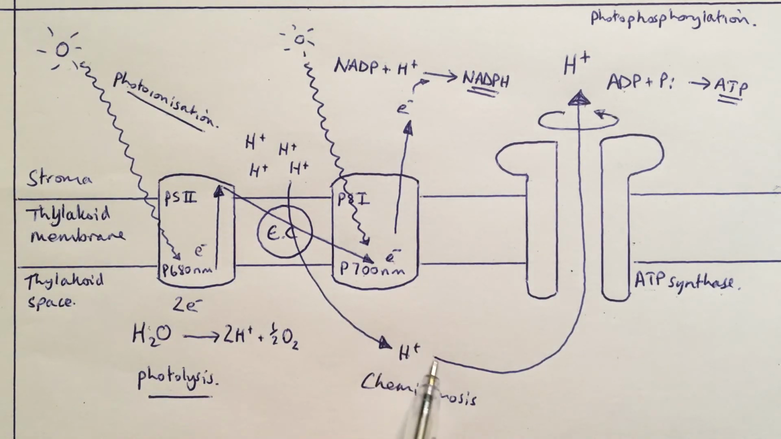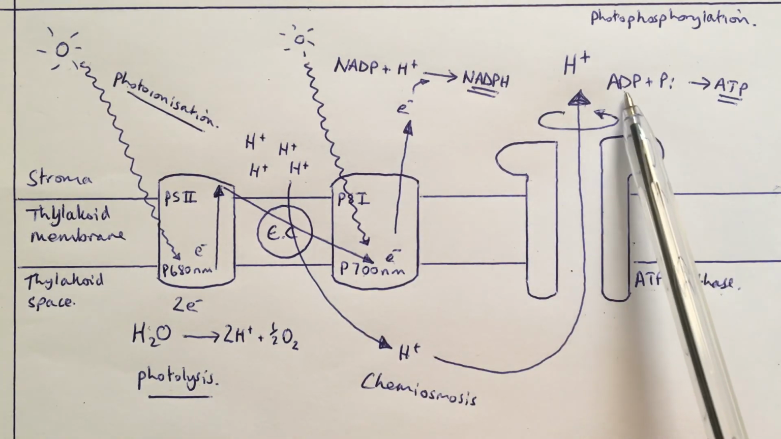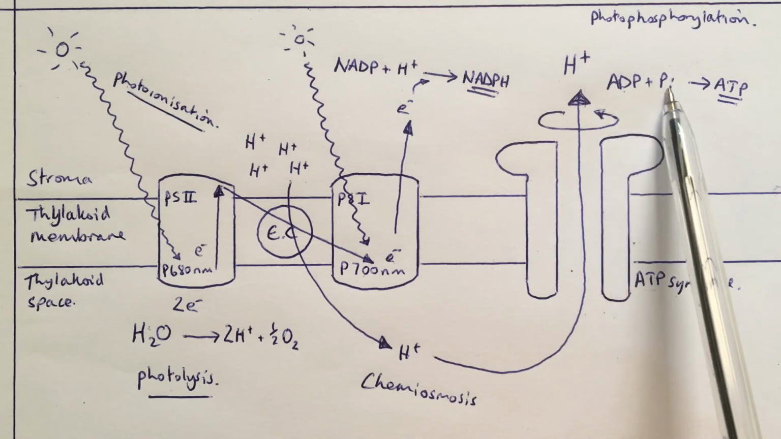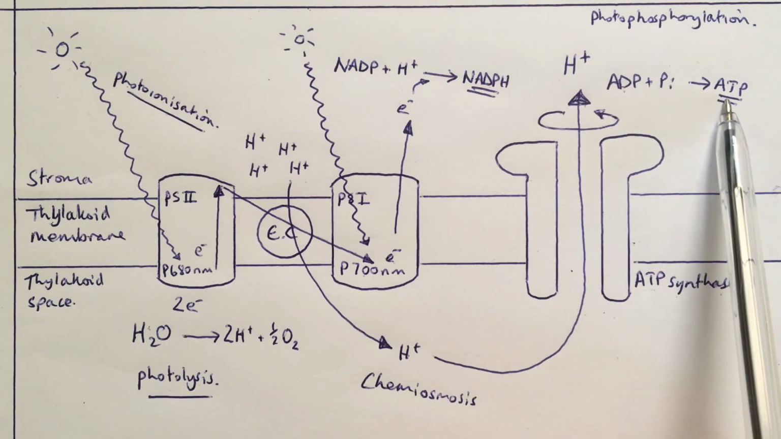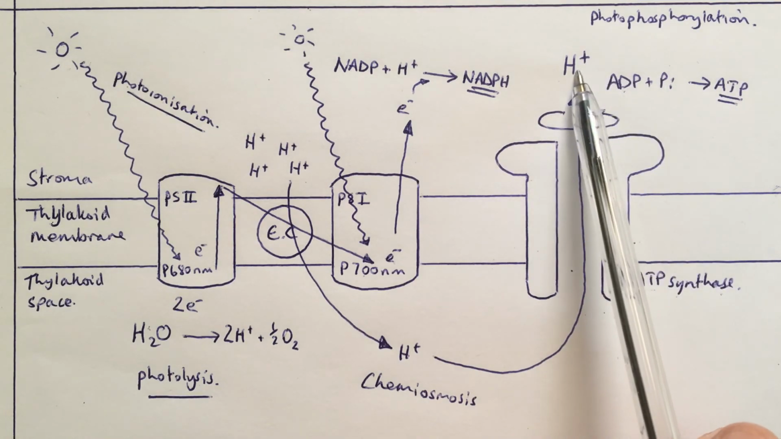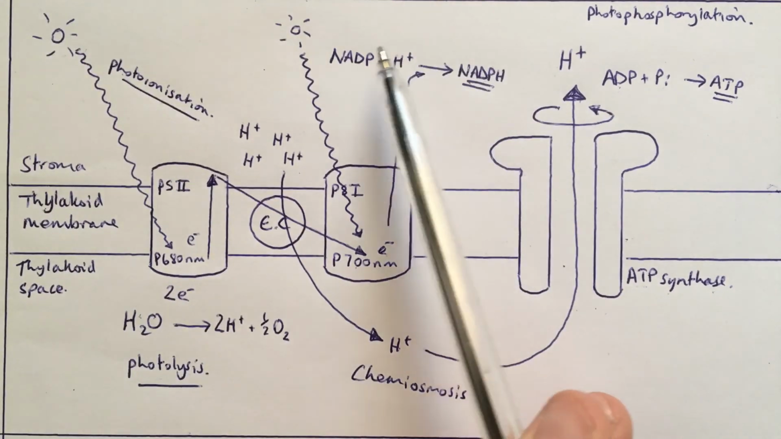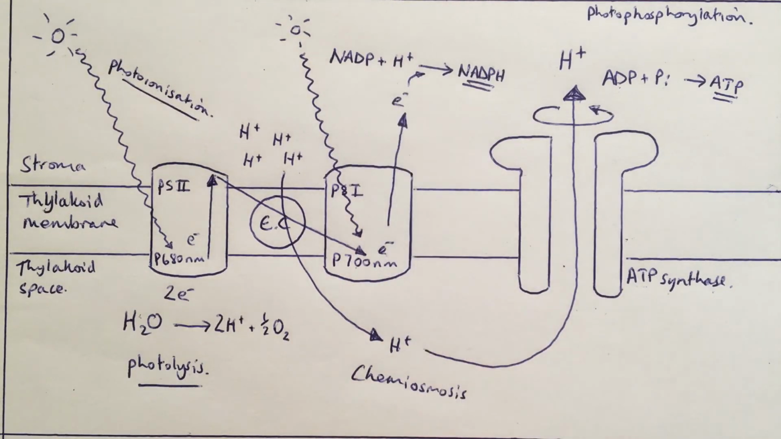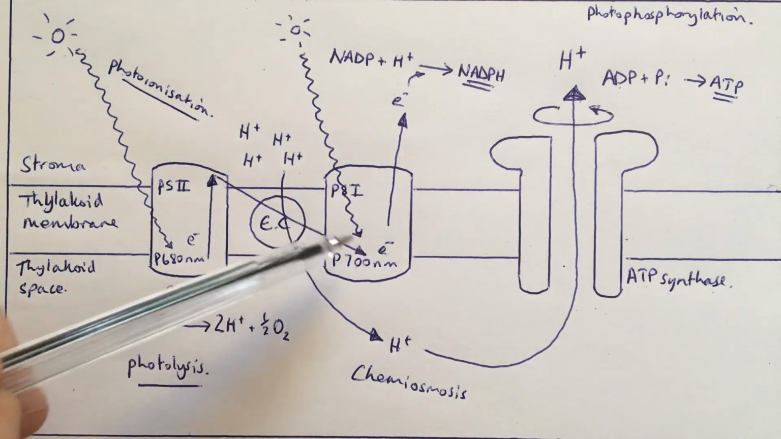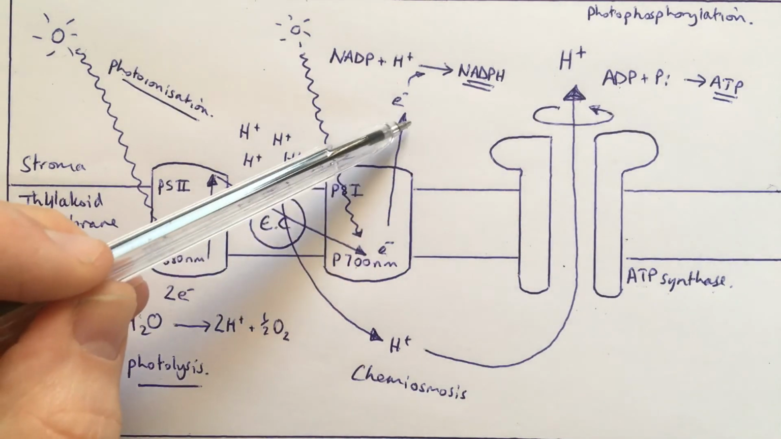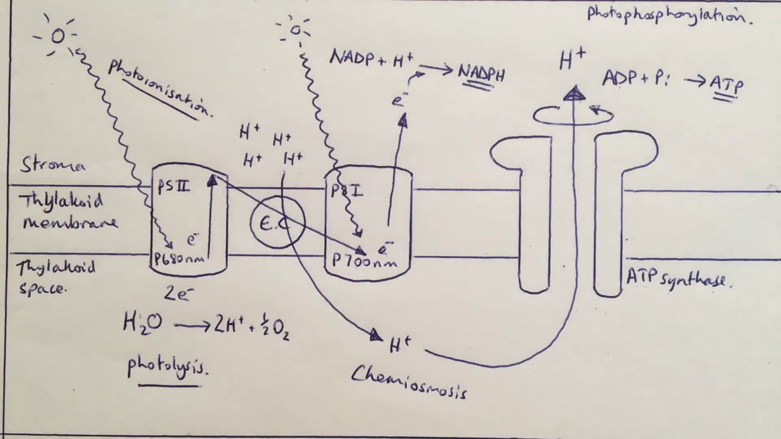These protons then move out through the enzyme ATP synthase, and as it does that, it photophosphorylates ADP and Pi to turn it into ATP. This proton can then combine with NADP when the electron is re-photoionized, or photoionized for the second time in photosystem 1.